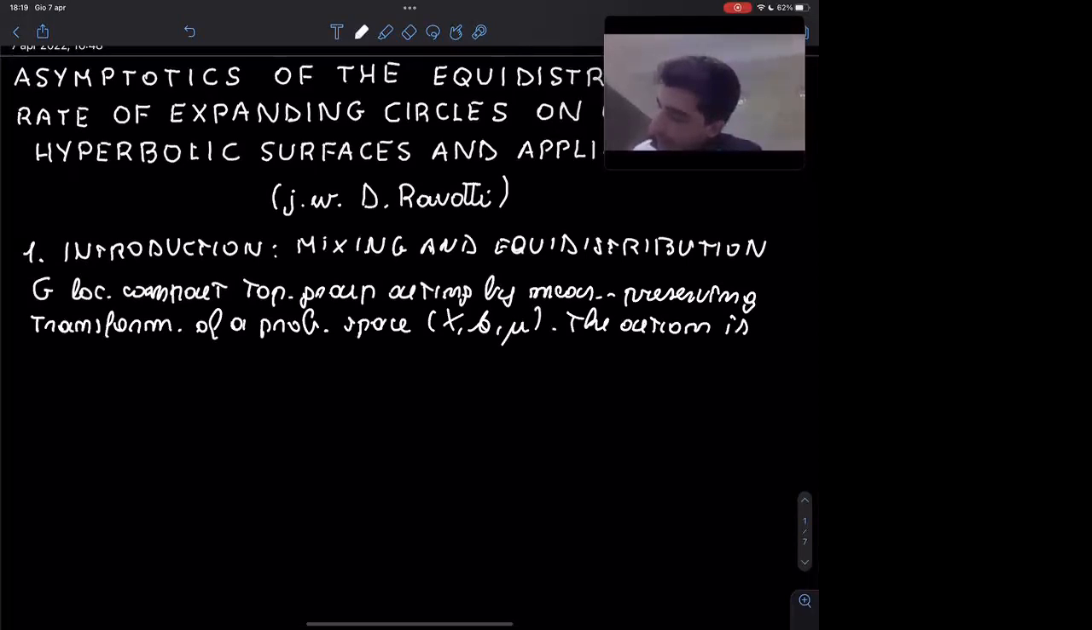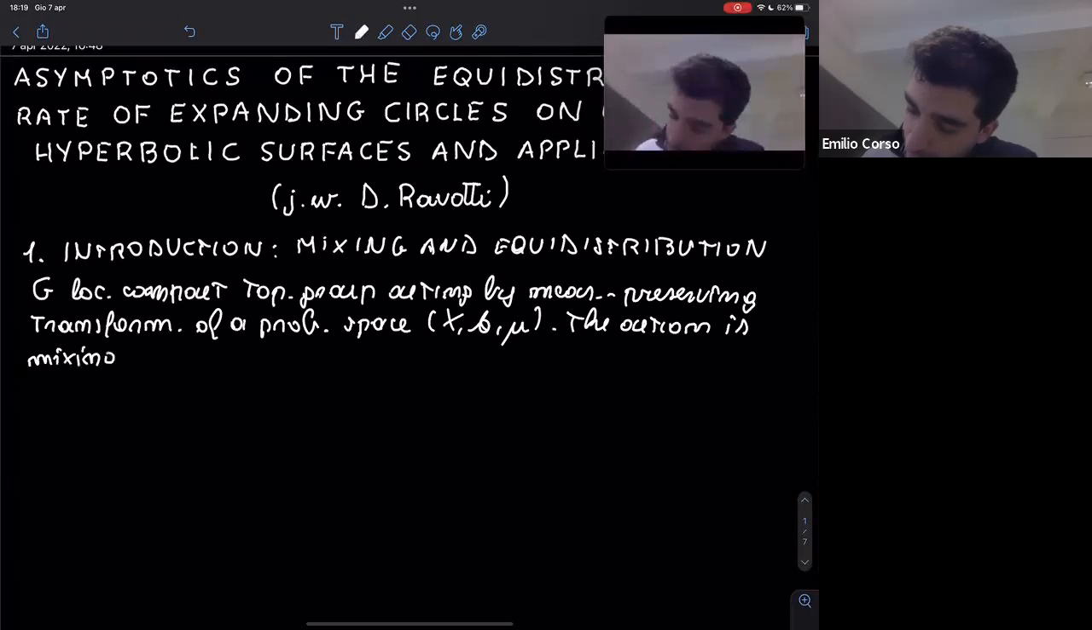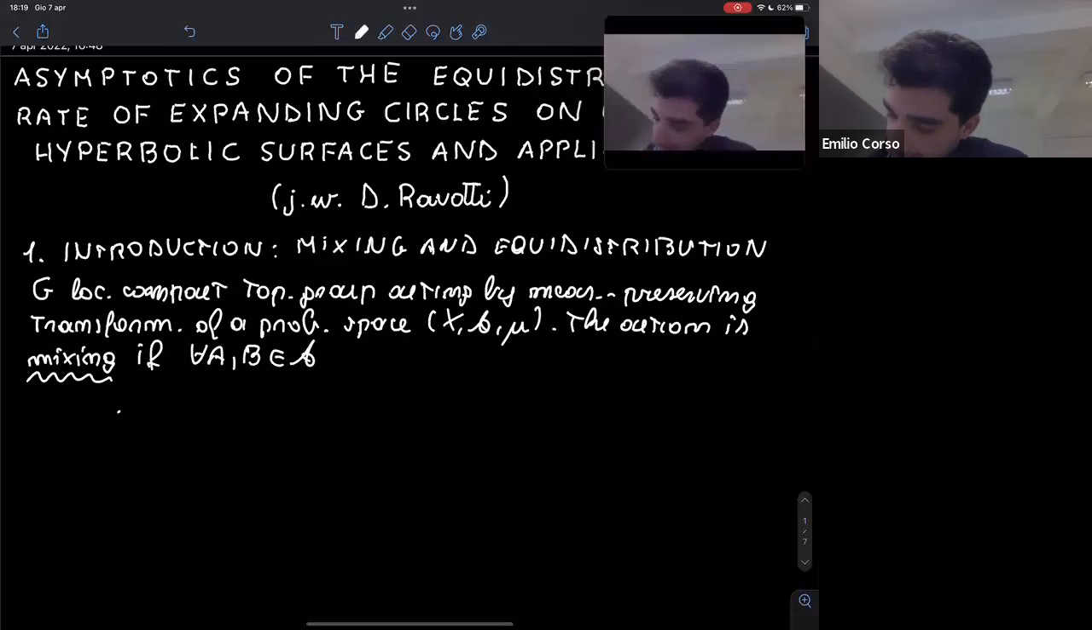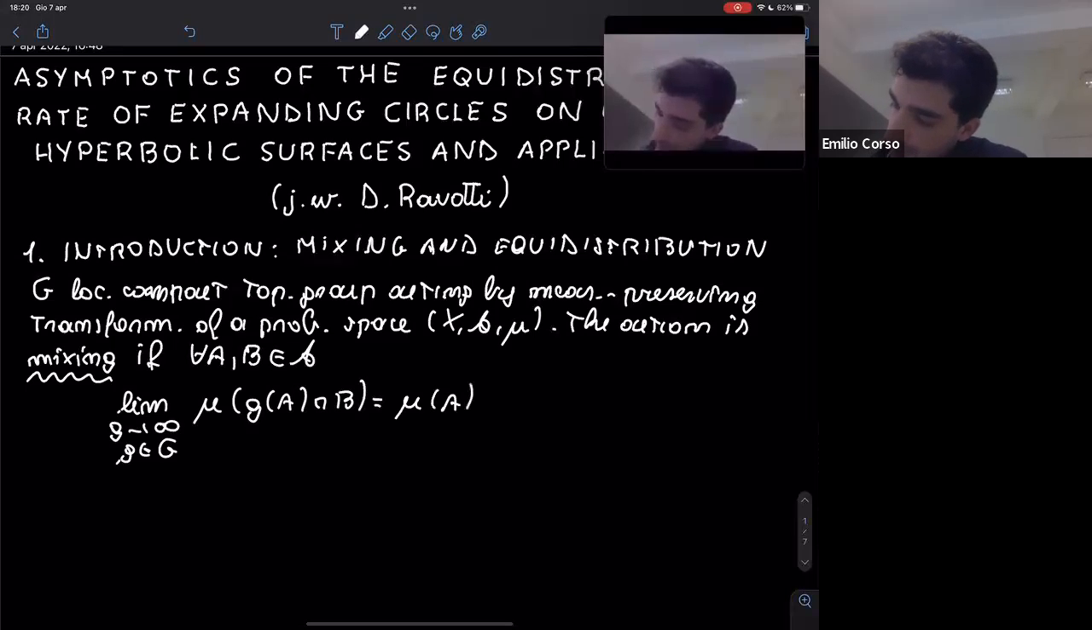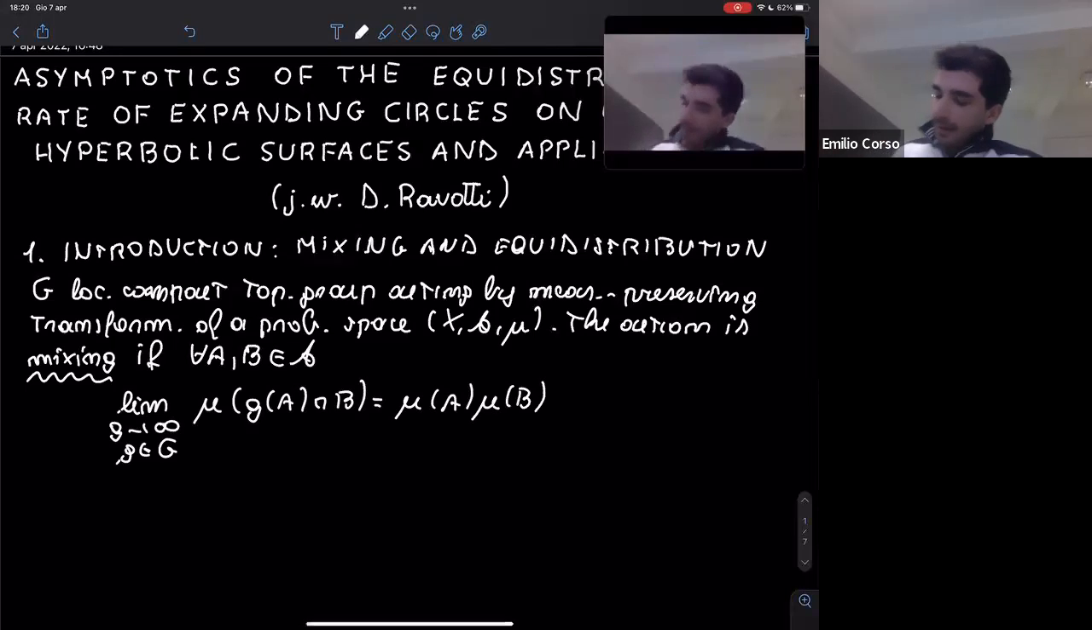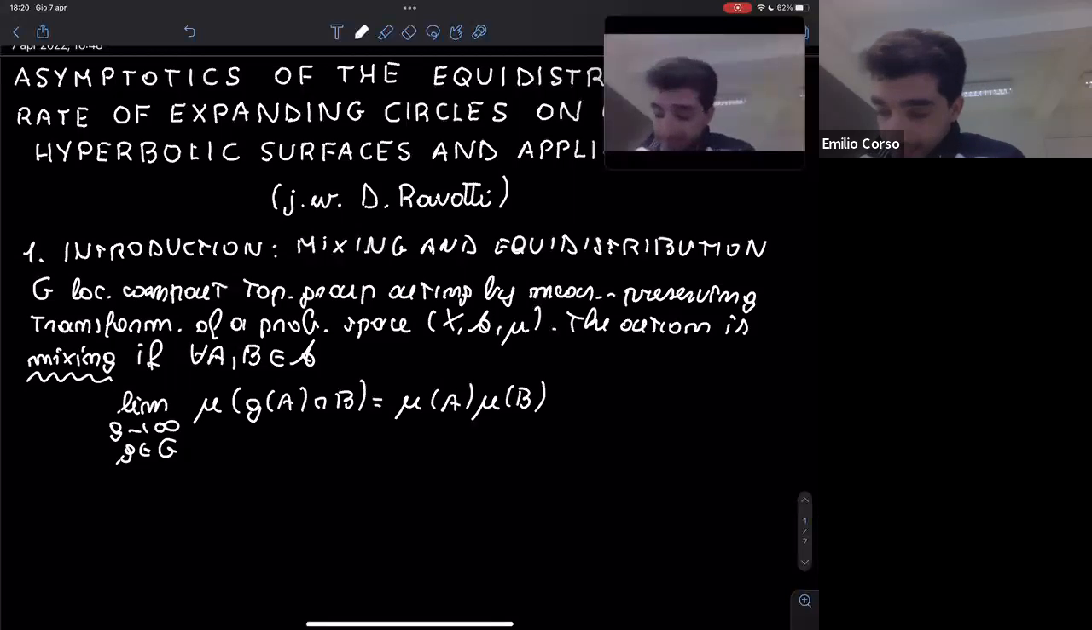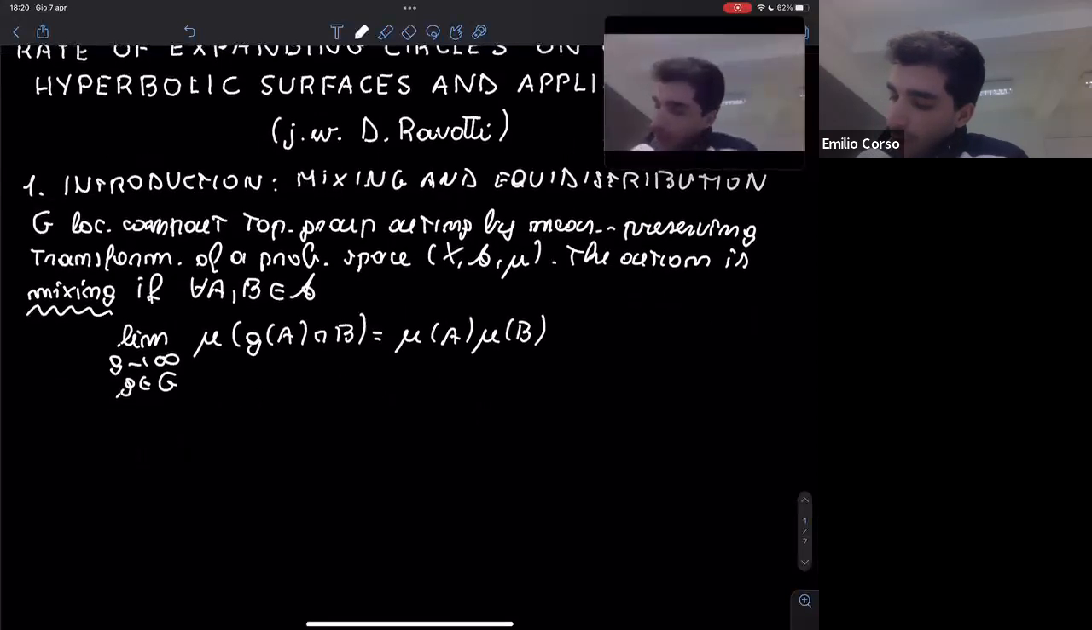Well, it's just the obvious transposition of the usual notion for flows and discrete dynamics if for any pair of measurable events A, B in the sigma algebra, the limit as g goes to infinity, g being an element of the group G, of the measure of the image of A under g intersected with B is equal to the product of the two measures, mu of A times mu of B. Namely, these sets gA and B become asymptotically independent with respect to mu as g goes to infinity inside the group, or if you want, in the one-point compactification of my locally compact group G.